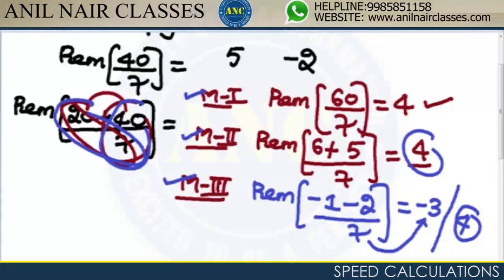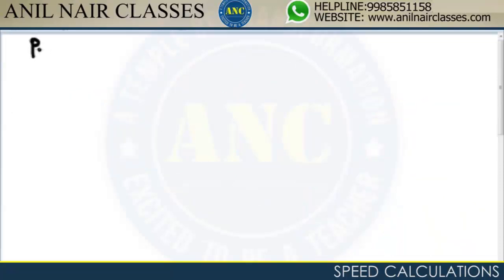This you should know: remainders are always congruent under addition, subtraction, multiplication, and, if it is multiplication, also under powers. We will start from basic, slowly get into the intermediate level, and finally the advanced level. Problems. First one. Remainder 1.